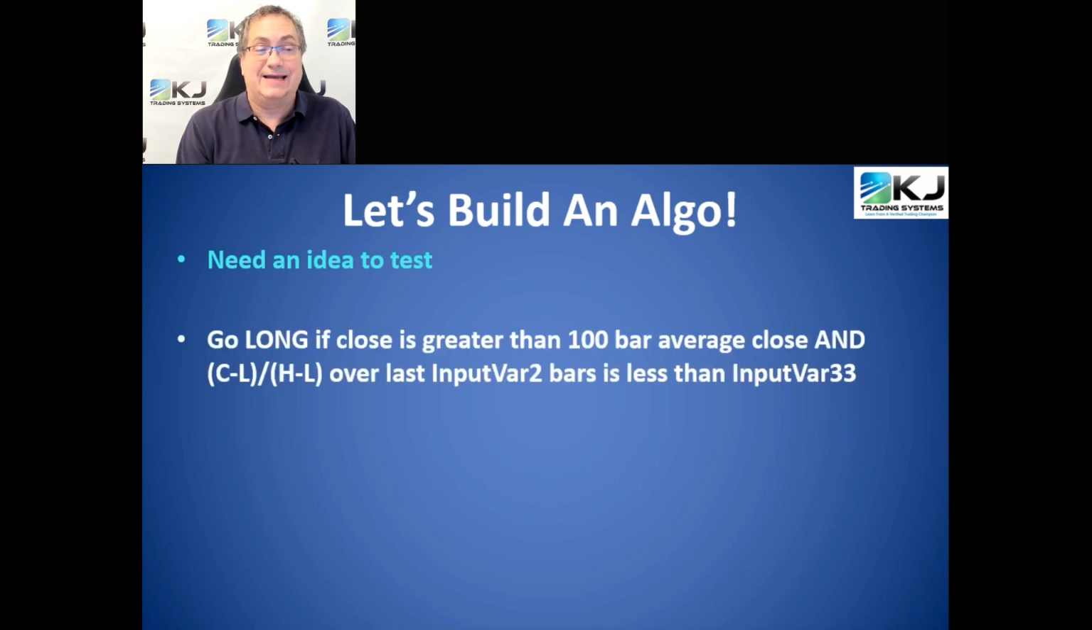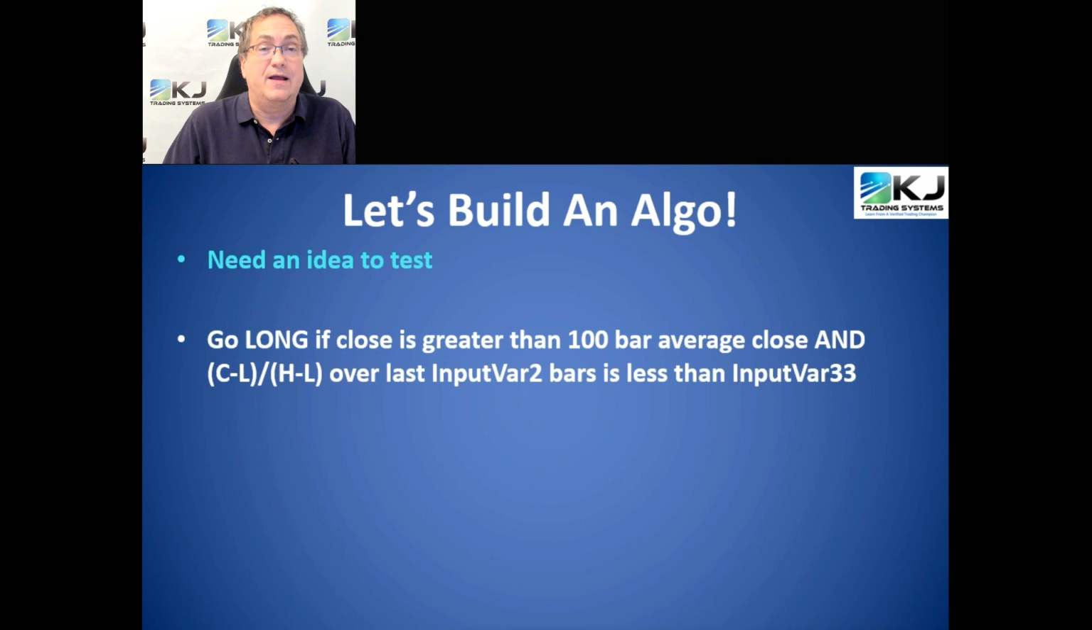Now let's get an idea to test. This idea has two components to it. First of all, I'm going to look at the current close relative to the 100 bar average close. And if I'm above the 100 bar average, I'm going to consider going long. And if I'm below it, I'll consider going short. So it's kind of a trend indicator. Okay, that's the first part.